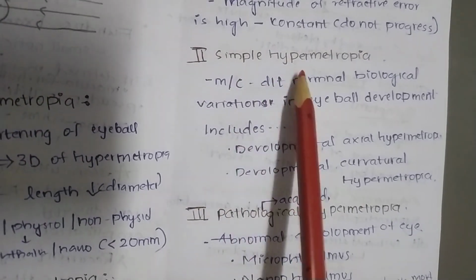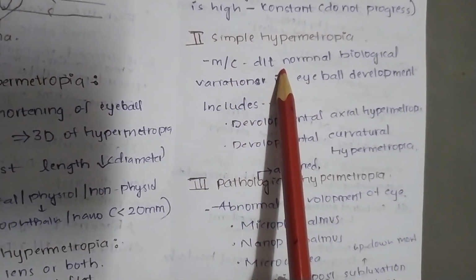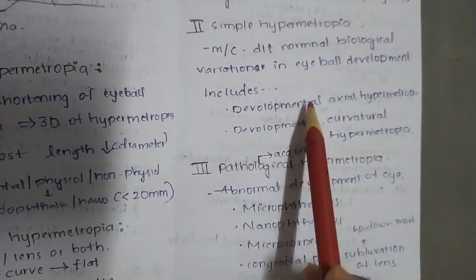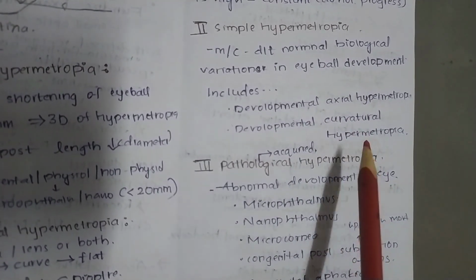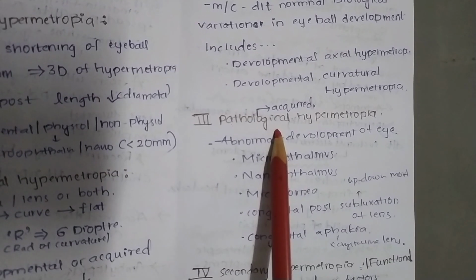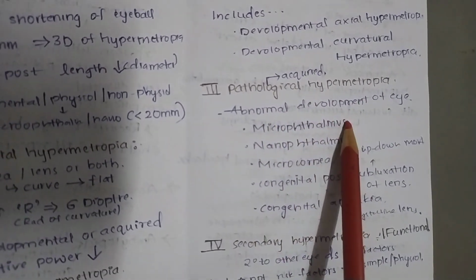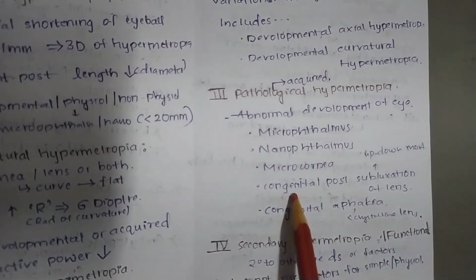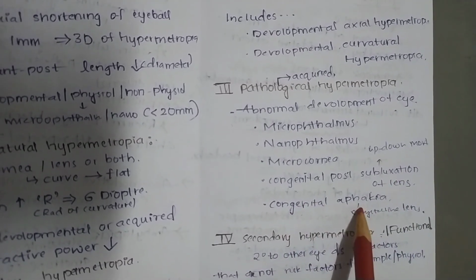Next is simple hypermetropia. It is the most common, due to normal biological variations in eyeball development. It includes developmental axial hypermetropia and developmental curvatural hypermetropia. Next, pathological or acquired hypermetropia. It is the abnormal development of the eye. It may be microphthalmos, nanophthalmos, microcornea, congenital posterior subluxation of lens, or congenital aphakia.